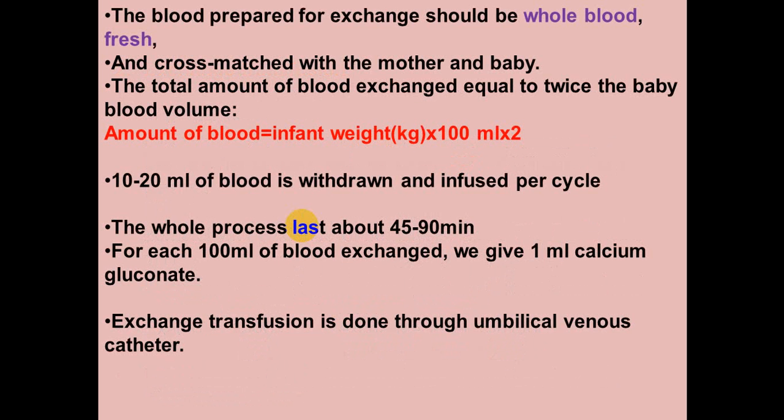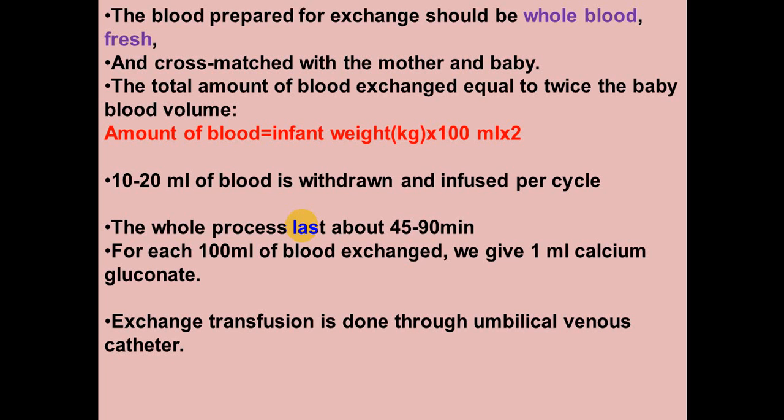The blood prepared for exchange transfusion should be whole blood and fresh, should be aspirated within 3 days, and it's cross-matched with the mother of the baby. The total amount of the blood exchanged should be calculated by using the following formula.